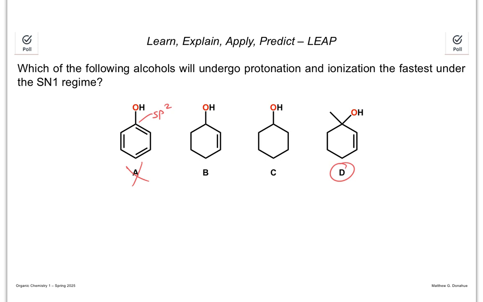The next thing we're going to do is classify the leaving group. So they're all alcohols. What class are they? This is secondary allylic. This is secondary. This is tertiary allylic. So C is out because we have 2 allylics. Then among those, the tertiary allylic is going to react faster than the secondary.